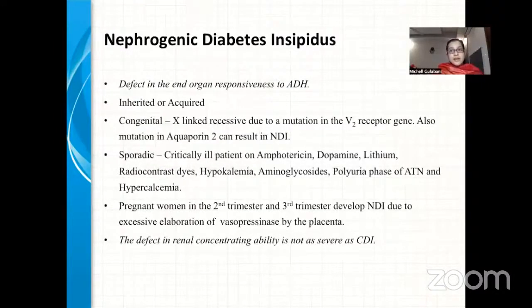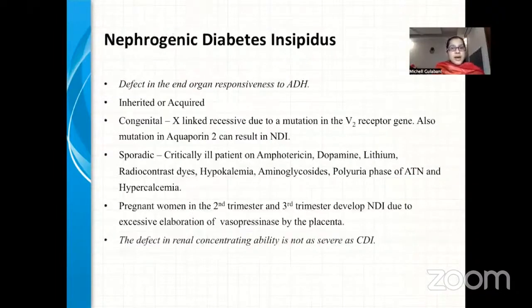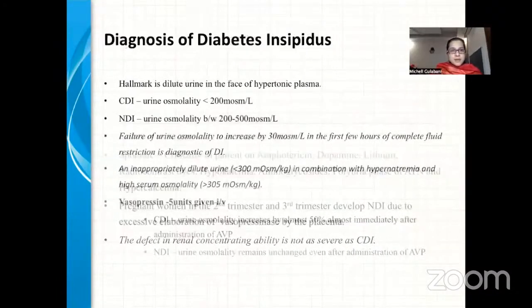So there's an absolute decreased release of ADH from the posterior pituitary. And in nephrogenic, the cause is a defect in the end organ responsiveness to ADH. Again, it can be inherited or acquired, and sporadically in critically ill patients on amphotericin, dopamine, lithium, etc. And pregnant women in the second or third trimester sometimes develop nephrogenic diabetes insipidus due to excessive elaboration of vasopressinase by the placenta. The defect is not as severe as central diabetes insipidus.